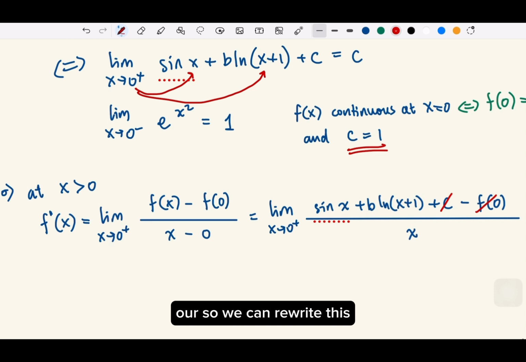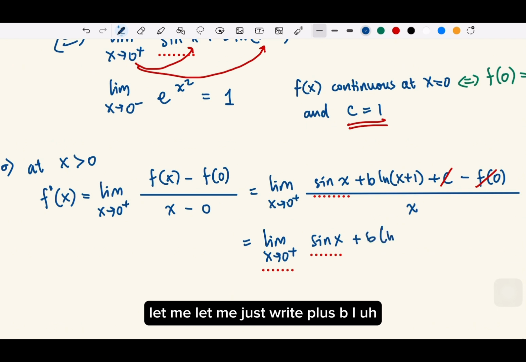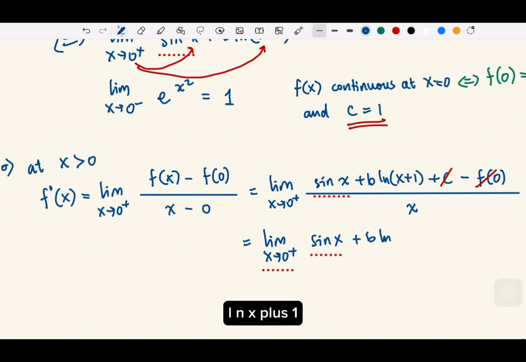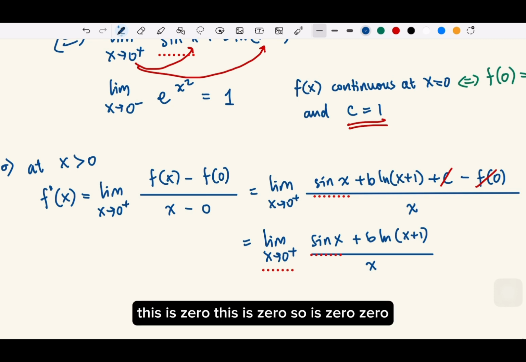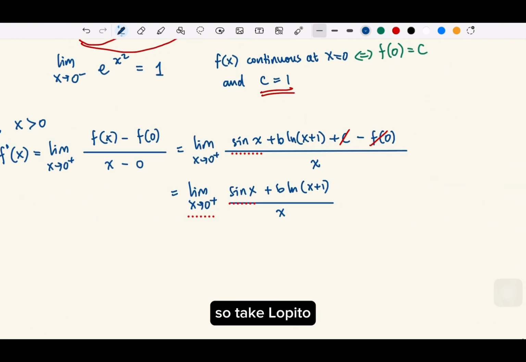So we can rewrite this. So we can have the limit of sine x plus b ln x plus 1, and then this is over x. If we put 0, this is 0, this is 0, so it's 0 over 0. So I think we may apply L'Hopital. Okay, we may apply L'Hopital.